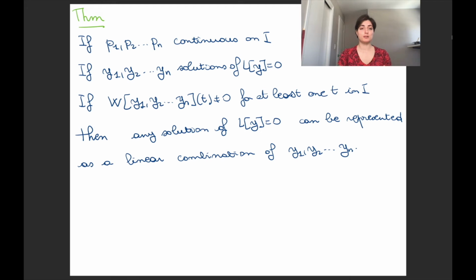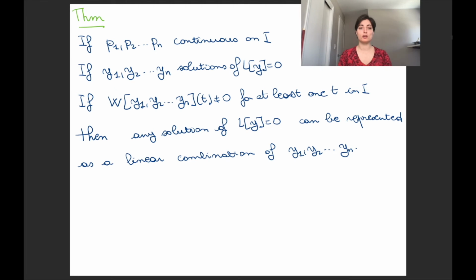So now we have this important theorem. If p1 to pn are continuous on an interval I, if y1 to yn are solutions of the linear differential operator, and if the Wronskian of the solutions we just found is different than 0 for at least one value in the interval we just defined, then any solution of our nth order linear differential equation equal to 0 can be represented as a linear combination of y1, y2 down to yn.